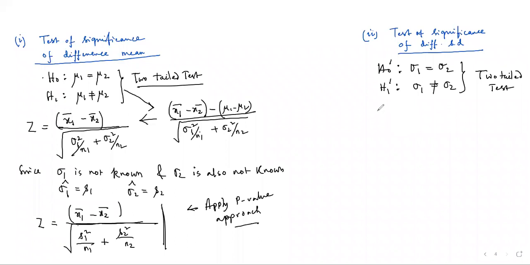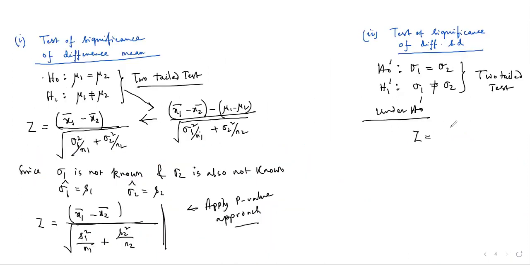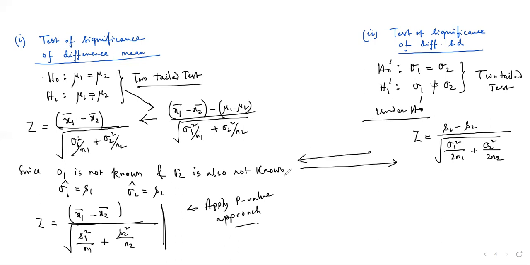So under H0 prime, your Z is given by the formula which I have written over here. But since you have mentioned that sigma 1 and sigma 2 are the same, under this your formula becomes S1 minus S2 divided by the square root of sigma 1 square by twice N1 plus sigma 2 square by twice N2. But again here, sigma 1 and sigma 2 are not known. So this particular formula will be estimated by the following.